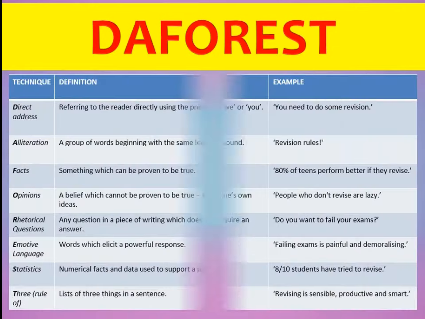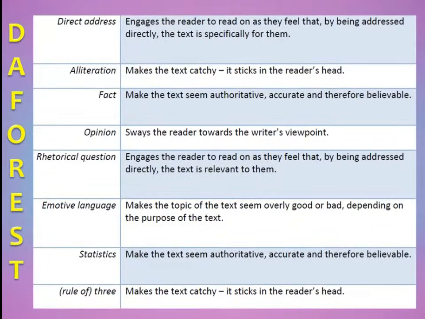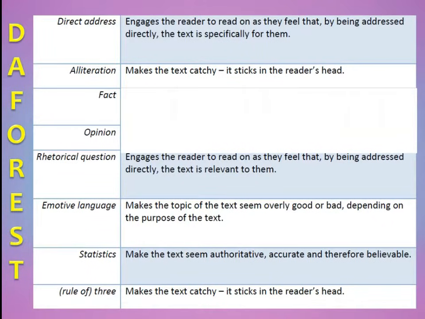If you want to look at these all in detail, have a look at my video on DAFOREST, and there's also a video on impressing the examiner on YouTube, BBC English. So we're going to use DAFOREST, which is direct address, alliteration, facts, opinions, rhetorical questions, emotive language, statistics, and rule of 3. Again, if you want to look at these in more detail, have a look at my video on impressing the examiner. Okay, so what we're going to do is try and do a little DAFOREST plan, based on the speech, based on our exam question.